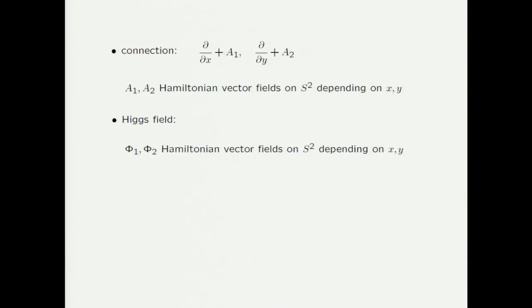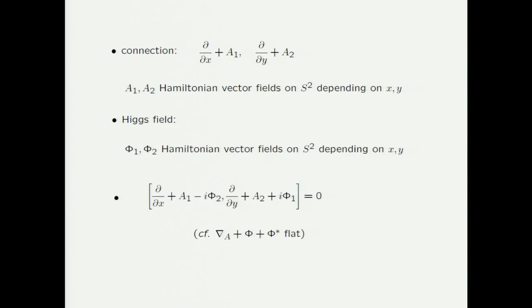So let's look now at the equations. First of all, the connection. Here I have my covariant derivatives. If I thought of A1 and A2 as being the connection forms, the coefficients with respect to x and y of a connection form, then A1 and A2 should lie in the Lie algebra. In this case, it's the algebra of Hamiltonian vector fields. So what we've got here is basically just a vector field on M, A1, A2. And for the Higgs field, we've got Hamiltonian vector fields depending on X and Y.